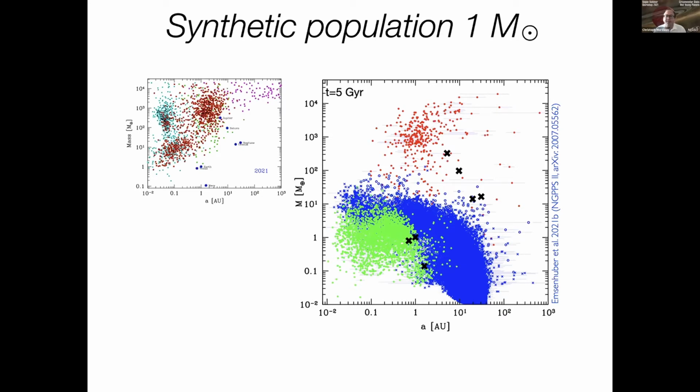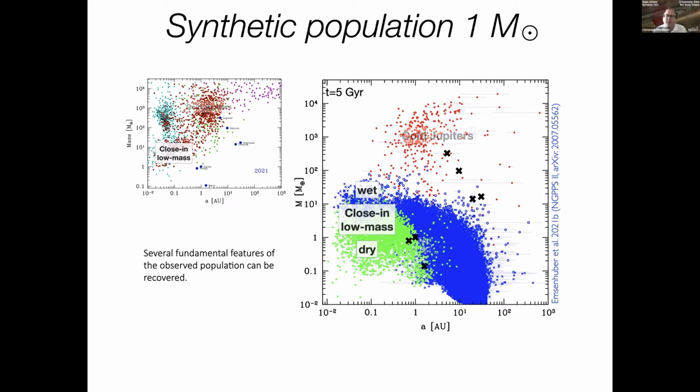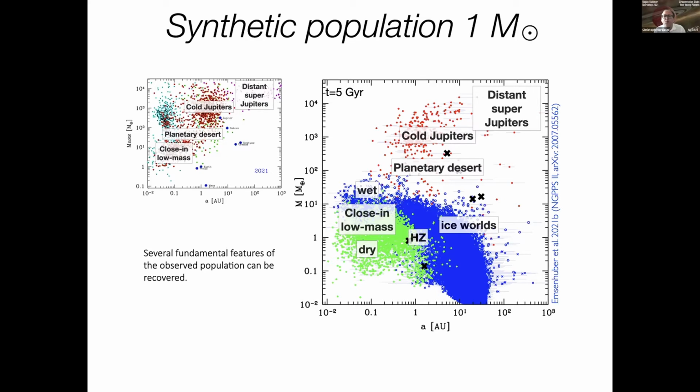I don't really have the time to go into details here, but what we can say, when we just look in a very quantitative way, is that several fundamental features of the observed population can be recovered, like the close-in low-mass planets, which in the synthetic population are actually an overlay of two distinct populations, which might explain a number of observations. Then we have the cold Jupiters. We have fewer planets here. We have the distant super Jupiters, ice worlds, and habitable zone planets, which we cannot yet observe at the moment.